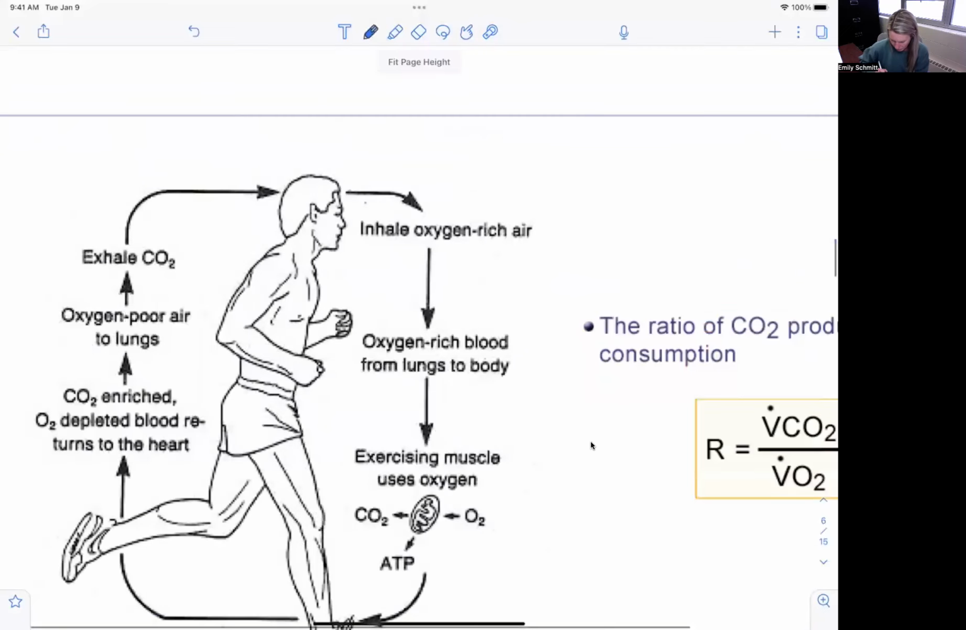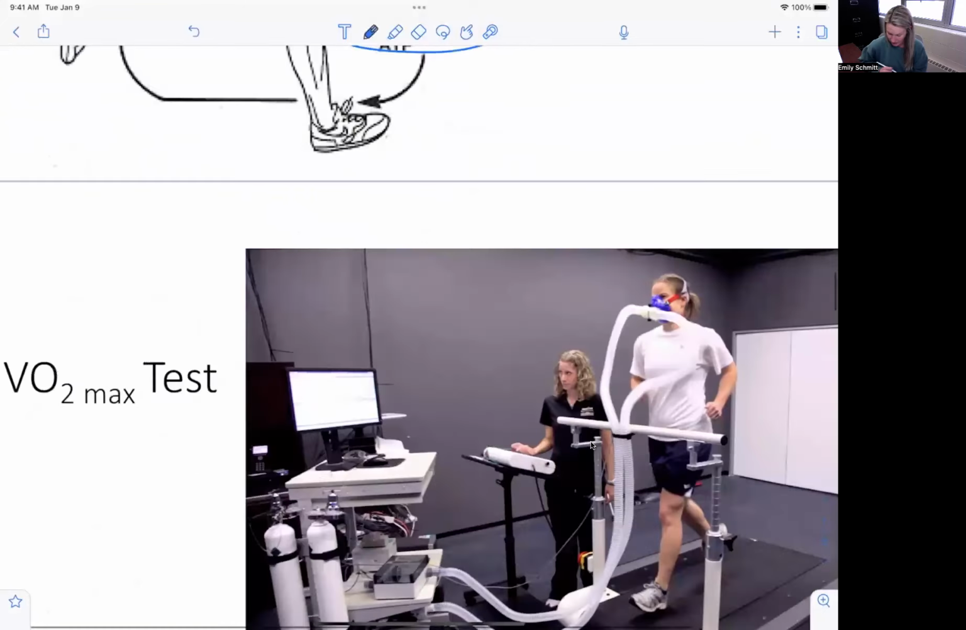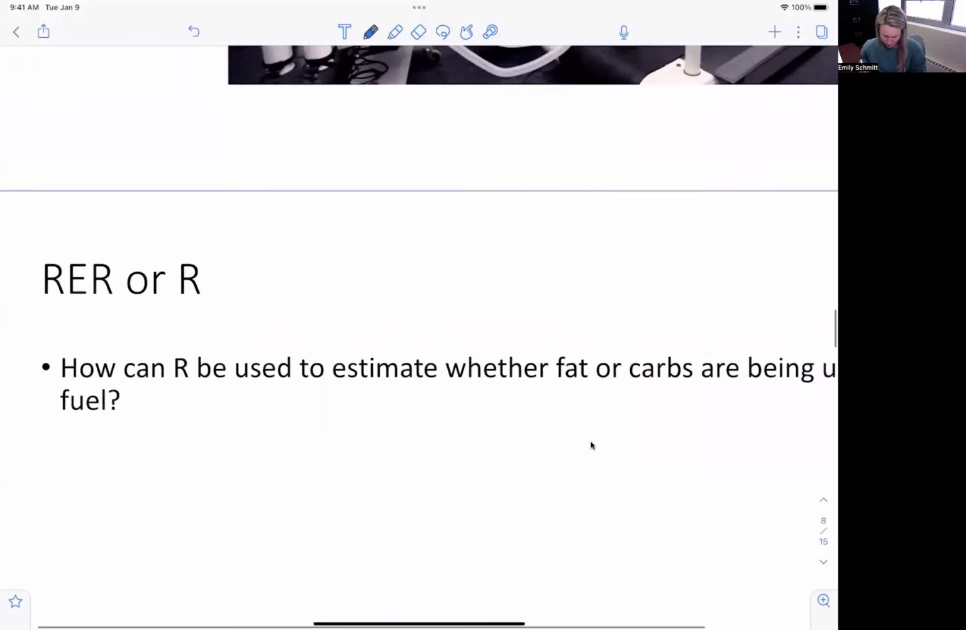I thought the schematic was sort of fun. That shows you inhaling oxygen-rich air, supplying this oxygenated rich blood from your lungs to the rest of your body, where your exercising muscles are utilizing oxygen in this form of our energy currency of ATP, then eventually coming out for exhaling of our carbon dioxide. You've seen this a few times. This is from the video from our VO2 max test. So I'm just trying to kind of show and prove that everything is related here as we're talking about this.